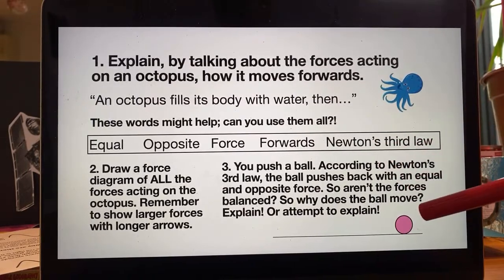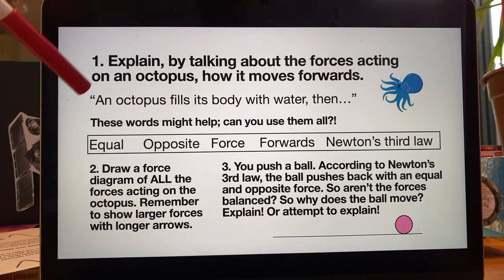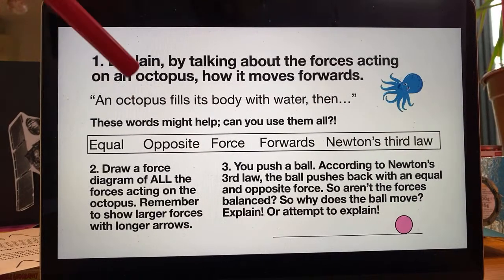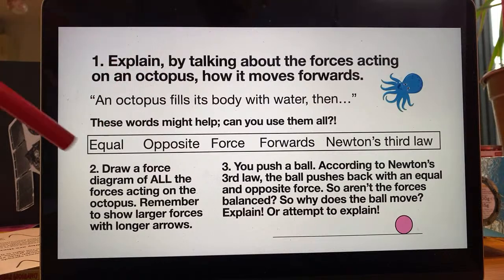You push a ball, but according to Newton's third law, the ball pushes back with an equal and opposite force. So doesn't that mean the forces are balanced? So why does the ball move? Explain, or attempt to explain. Usually, in home ed, I say, say it out loud or write it down. For this, if you're planning to do iGCSE physics, unless you've got some kind of arrangement where you don't write, it would be very useful to write it down, because then you can look at the answer and improve it, and that's how we'll get you passing your exams.